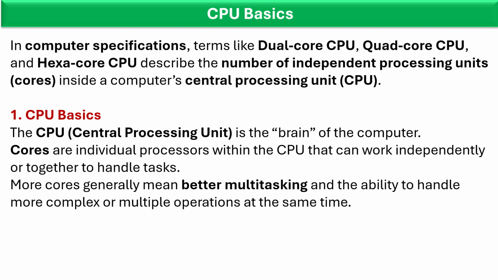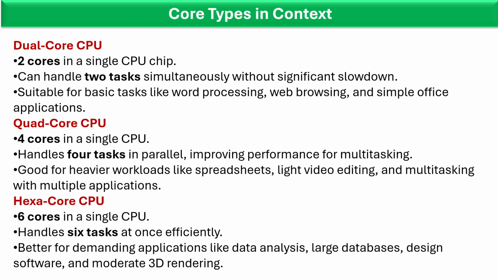So the CPU basics: the central processing unit is the brain of the computer. Cores are individual processors within the CPU that can work independently together to handle tasks. More cores generally mean better multitasking and the ability to handle more complex or multiple operations at the same time. Core types in this context. Let's start with the dual core, what it means.